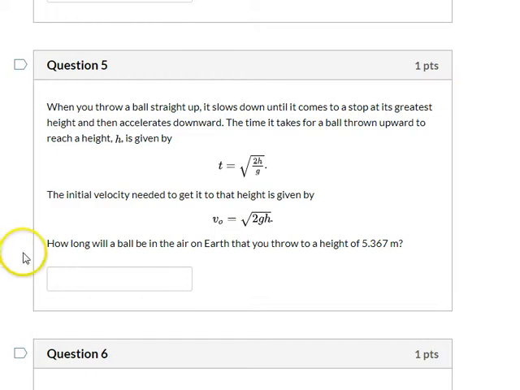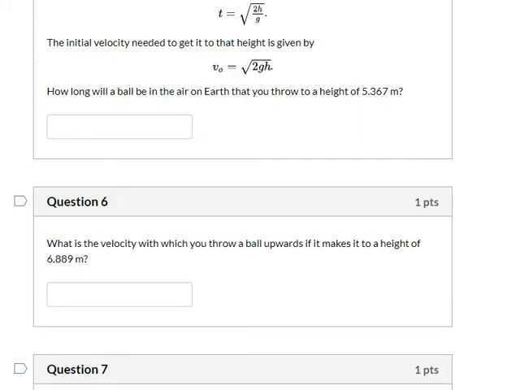So when we ask how long will a ball be in the air on Earth that you throw to this height? Well, we've got h, we've got g of 9.81. We know what 2 is. We can take the square root of all of that. That's how long it takes to go up, and it takes the same amount of time to go down. So whatever you calculate from this, you simply have to double.